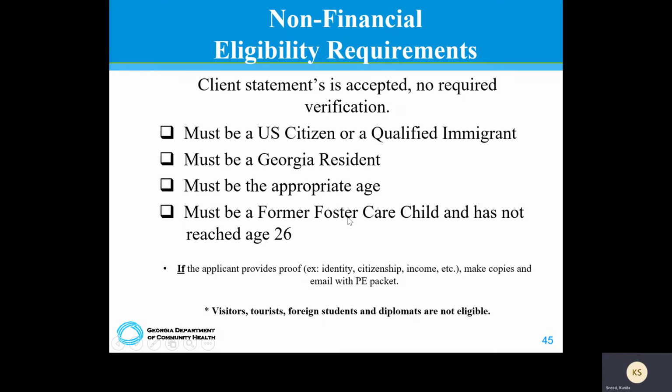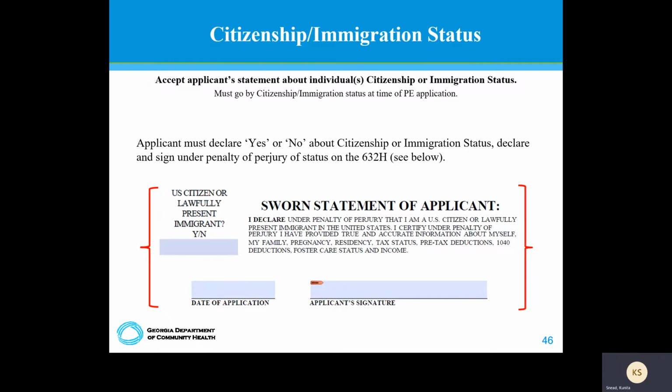Because if you've seen earlier with our age categories that you're going to be making PE determinations for, they have to be a parent or a caretaker with a child under the age of 19. They have to either be a child under age 19, they have to be pregnant, or they have to have been in foster care, aging out at the age of 18 or older, and have not reached their 26th birthday. So if they don't meet those categories, then of course they're not going to be eligible for presumptive. Now, if the person does provide you with verification of anything, then of course you're just going to make a copy of that and send it along with your PE packet, but it's not required to make a PE determination.